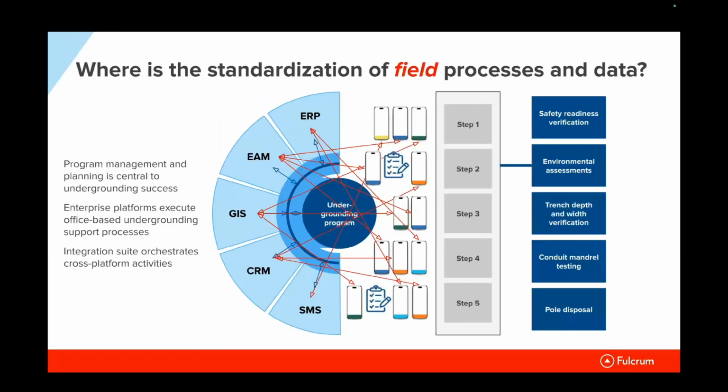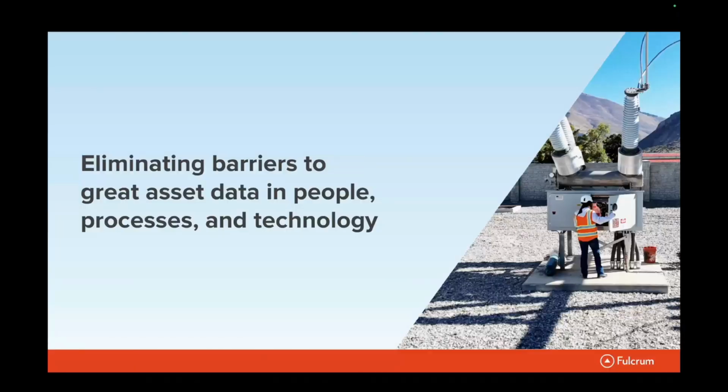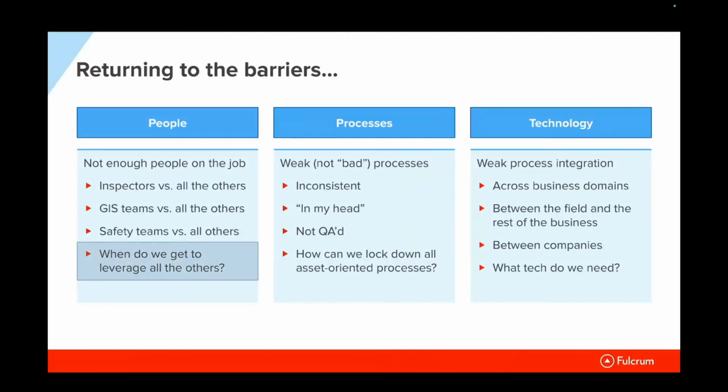And when we look at what this does, we have to wonder, okay, well, where's the standardization of the field processes and data? Where is the field platform in all of this? And that's where I'd like to go with a significant part of the rest of this discussion. We've talked about the people, the processes, and technology, and we've seen some of the barriers to getting that great asset data. Now let's talk about how to eliminate some of those barriers.